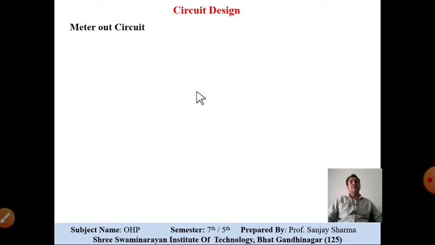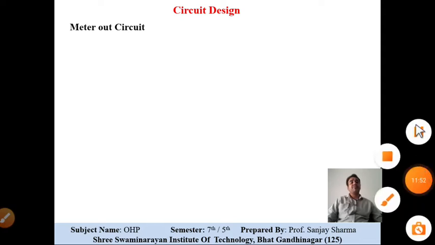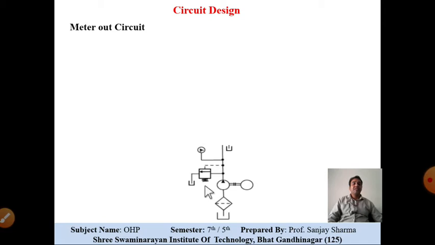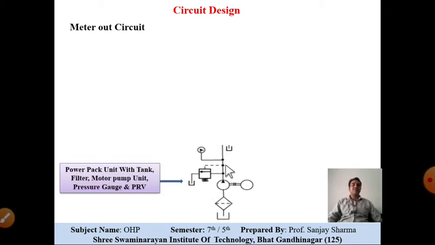Now what is the meter out circuit? Friends, the meter out circuit is used to control the speed of the retracting cylinder. In meter in, we have seen that the extracting speed of the cylinder is controlled, but in meter out, the retracting speed of the actuator is controlled. Now let us see the circuit design and construction of this.